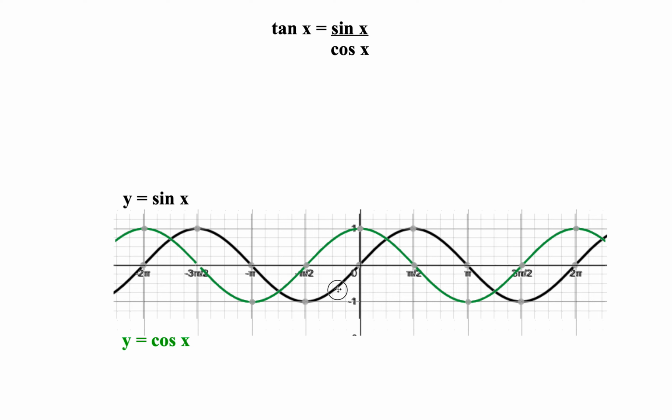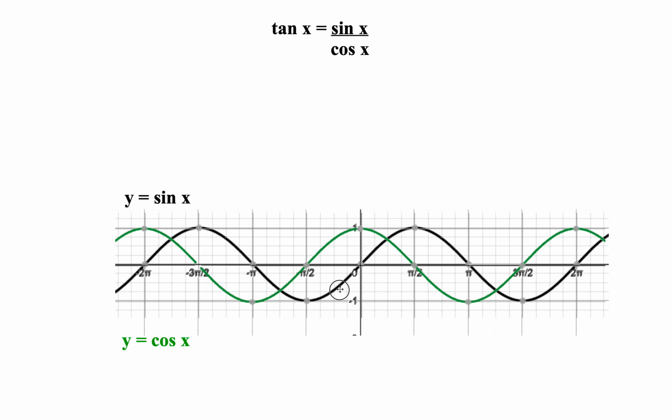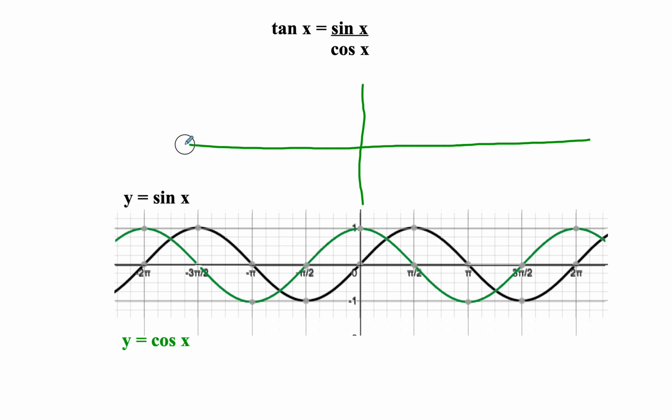Okay, so I'm going to overlay these. Sine is in black there, and cosine is in green. Then we're going to use that to help create a tangent graph. The y values are going to be a little bit indistinct. You'll see why here in just a sec. But the x values are certainly going to occur with some regularity here, with this scale.